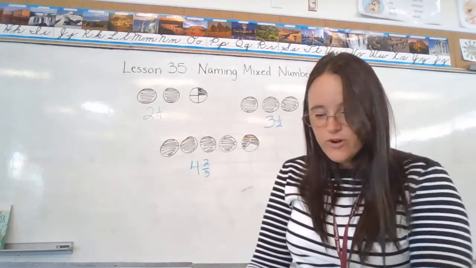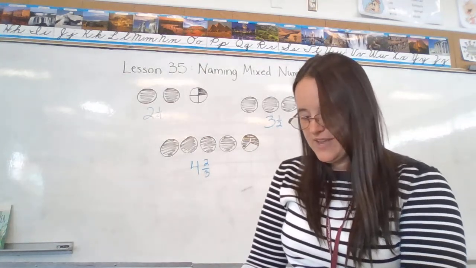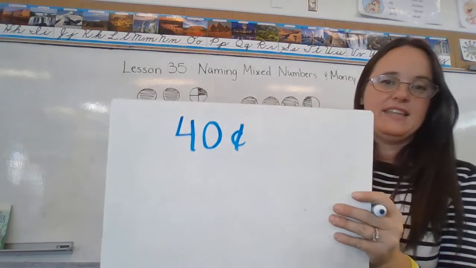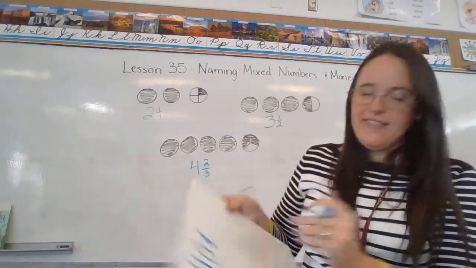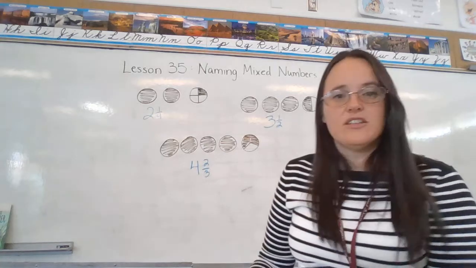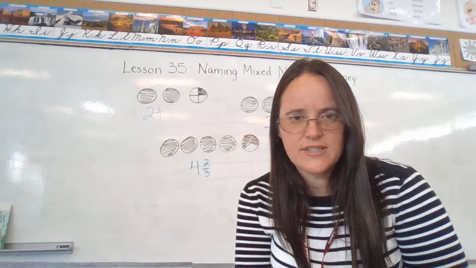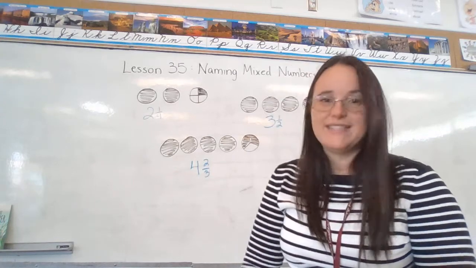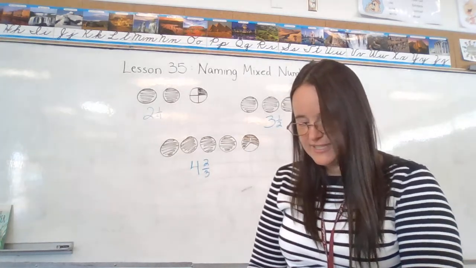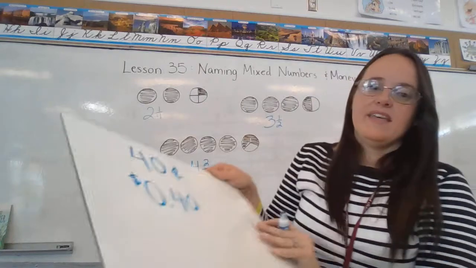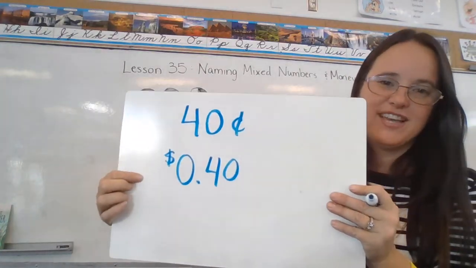She has 40 cents. So they want us to write that using a cent sign, and they want us to write that using a dollar sign. So if she has 40 cents, does she have any dollars? No. So we put a 0, then a decimal point, and then the 40, and don't forget your dollar sign there.